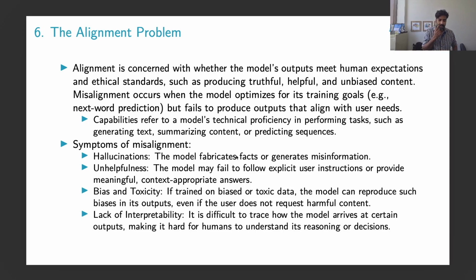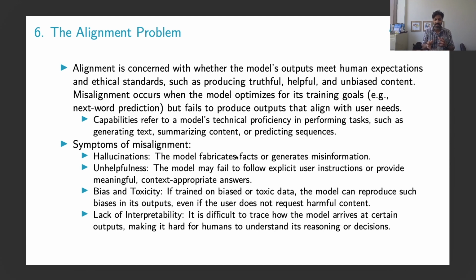Elon Musk was asked a question in regards to how AIs should be designed, and what sort of parameters. And his answer was that they should be maximally truth-seeking. And the misalignment occurs when the model optimizes for its training goal, which is next word prediction, but fails to produce outputs that align with user needs.